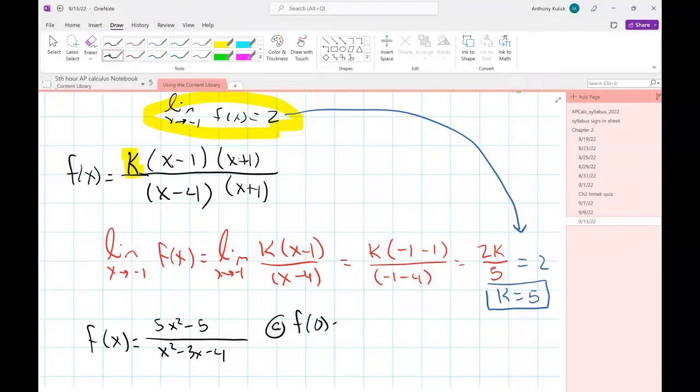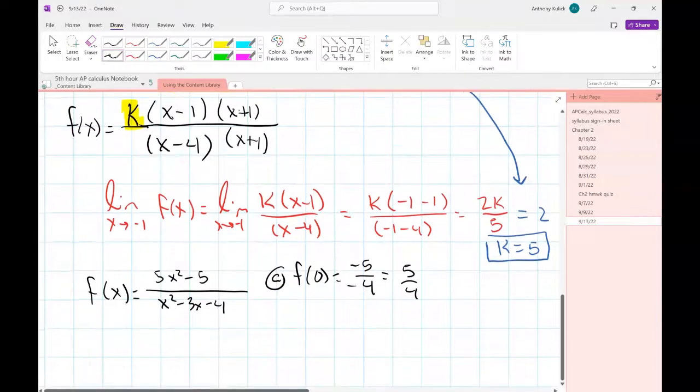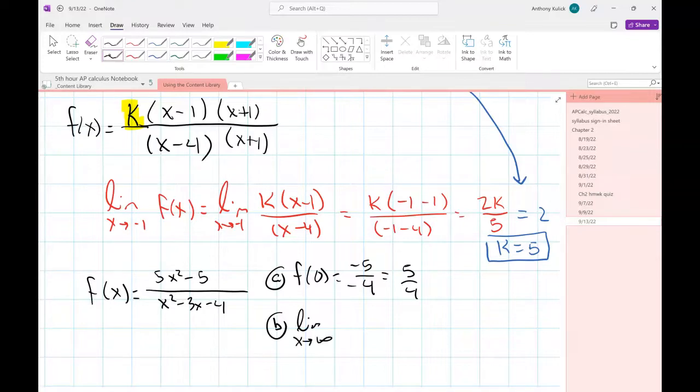It asks then for f of 0. Well, that should just be -5 over -4, or 5/4. And then b asks the limit as x approaches infinity of f of x. Well, I can see that the degree of the numerator is equal to the degree of the denominator. So that should just give me the leading coefficient of the numerator over the leading coefficient of the denominator. And I'd be done there.